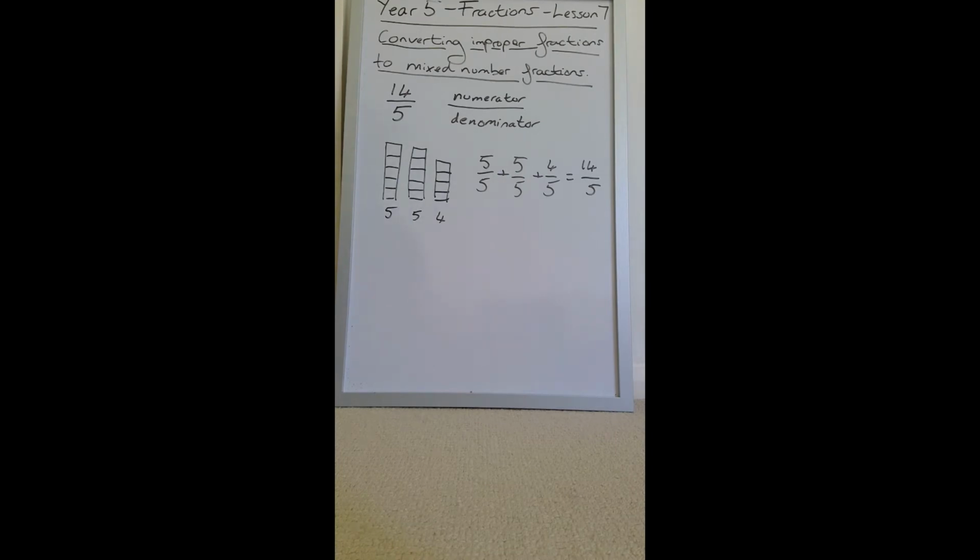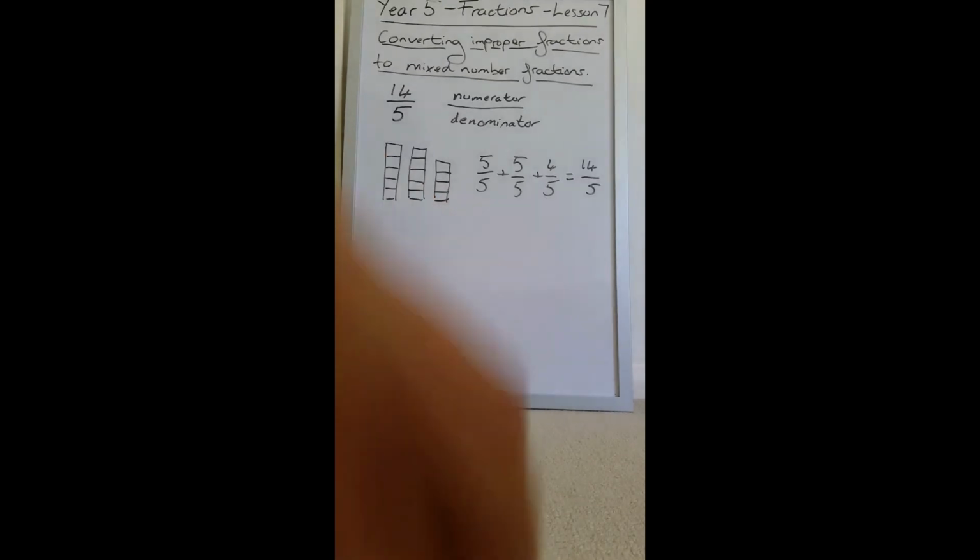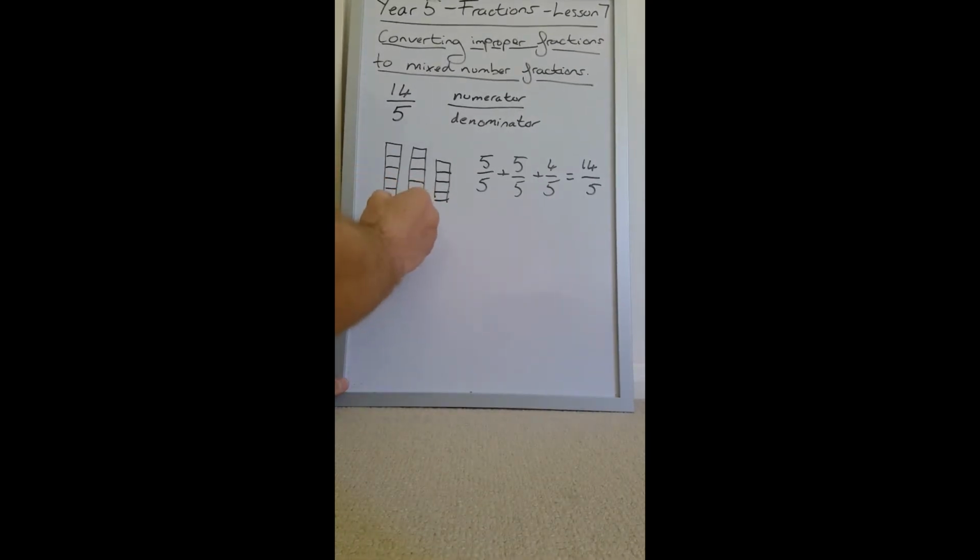If I now look at this number and I think, how can I convert this into a mixed number fraction? I need to go back and look at how many parts my whole was divided into. I know that 5/5 is equal to 1 whole. So if I look at this problem now and I think, well, I have 1 whole here, 1 whole here, and here I only have 4/5 of a whole.